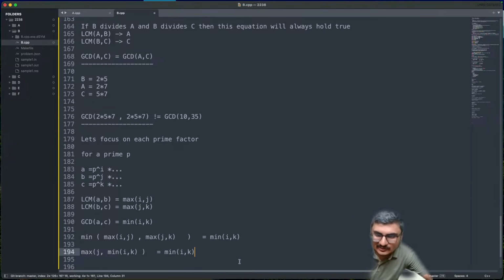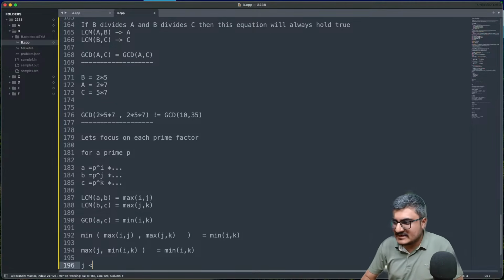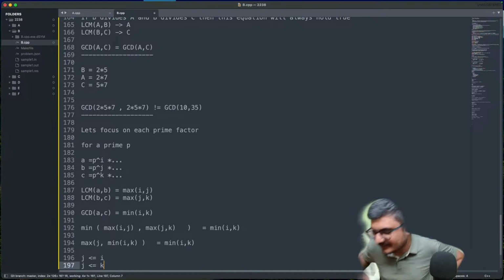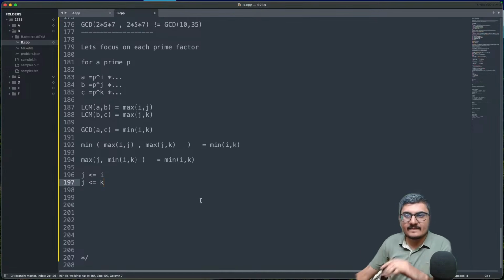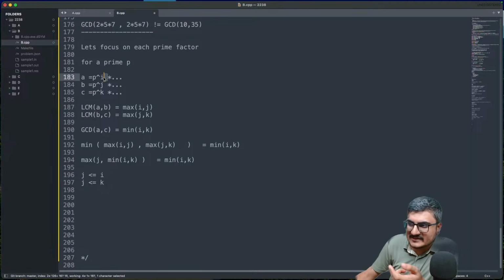So from this part, you can conclude that j should be less than or equal to I, and j should be less than or equal to k. And actually, this is a bit simpler proof. I'm not sure if you were with me so far or not. Let's probably start once more. What I am saying is, let's look at all the prime numbers, and let's say for a particular prime p, the power that divides A is I, the power that divides B is j, the power that divides C is k.